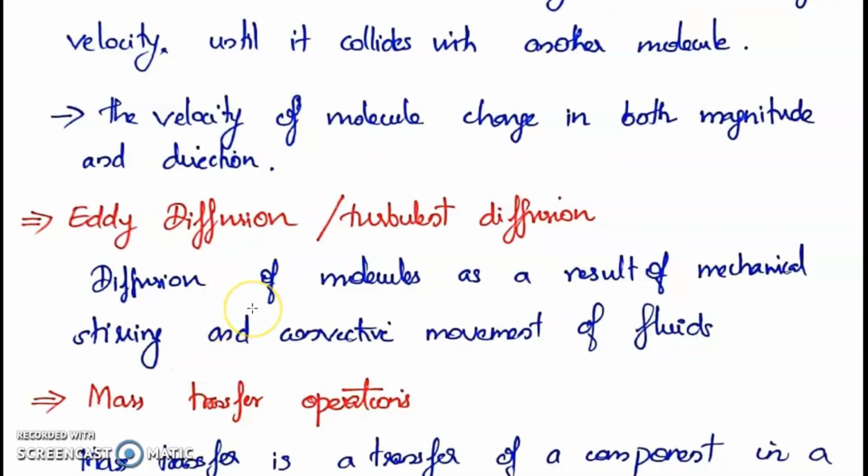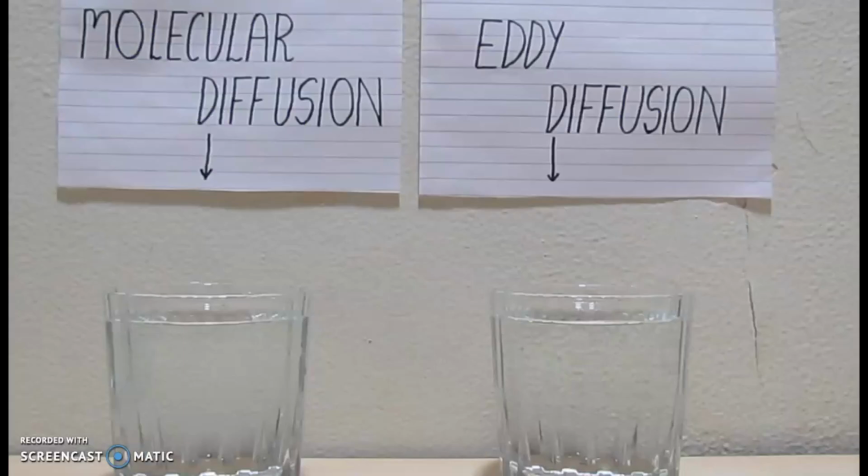So diffusion of molecules as a result of mechanical stirring and convective movement of fluids is known as eddy diffusion. If we provide mechanical stirring, large chunks of eddies or turbulent currents will be formed inside the vessel, which will distribute the molecules uniformly at a faster rate and equilibrium will be reached quickly. I'll demonstrate the difference between eddy diffusion and molecular diffusion with the help of an experiment.